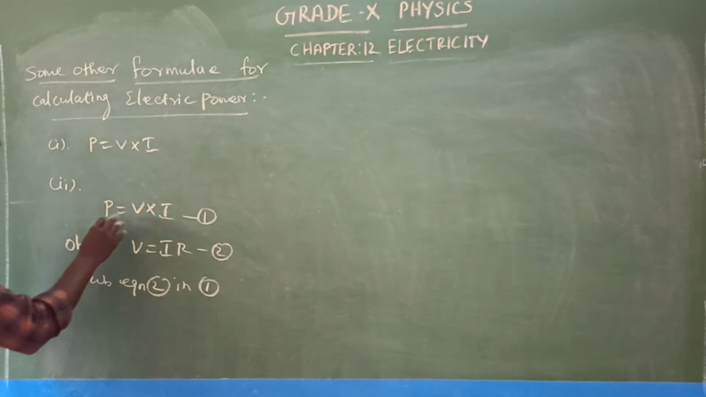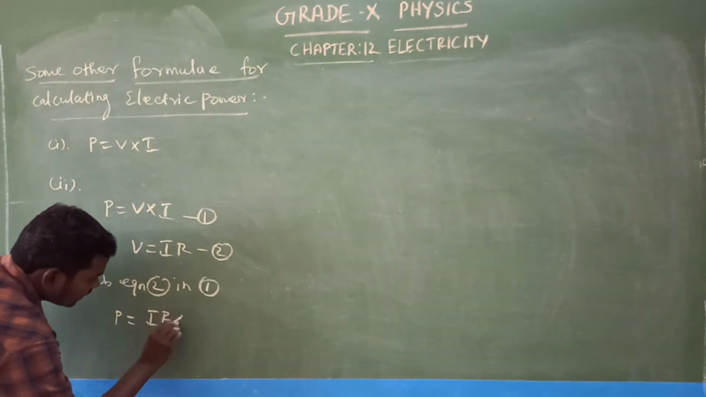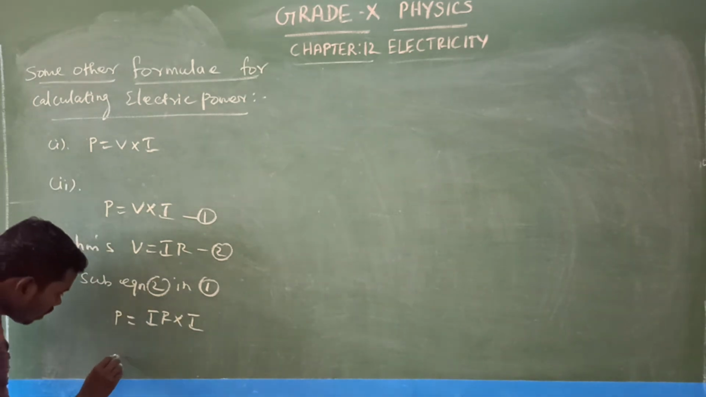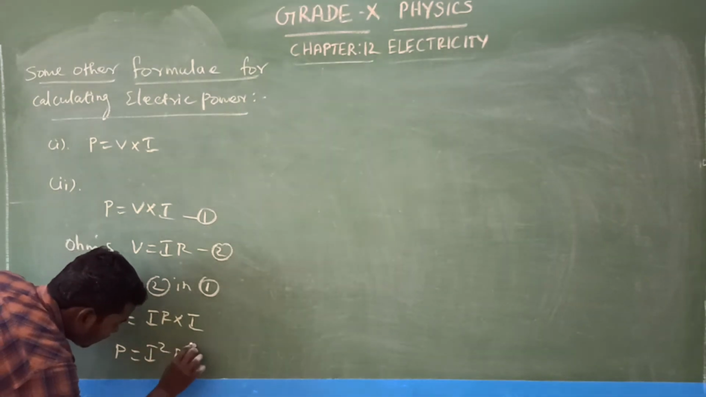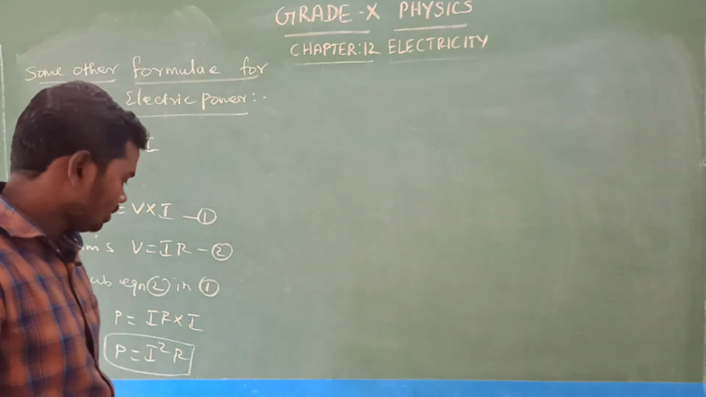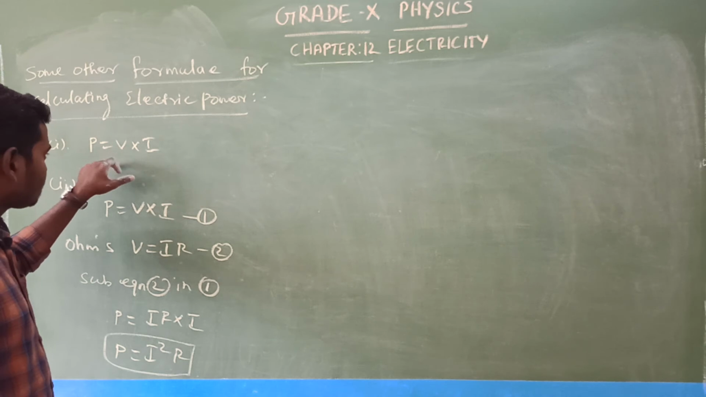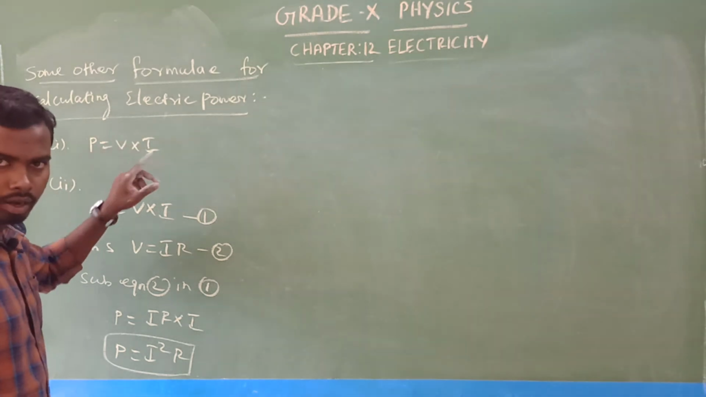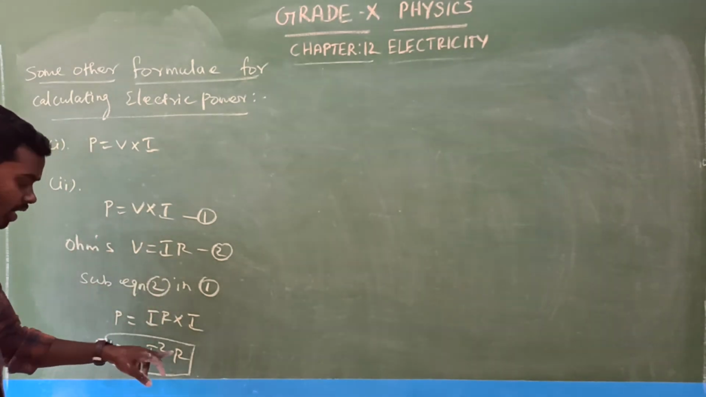So what can we get? P is equal to, substitute this value here, IR into I. Am I right? Yes. Look here. So P is equal to I into I, that is I squared, so I squared R. This is one of the formulas to find out the power value. This is the first formula in terms of voltage and current. And this is the second formula, in terms of current and resistance.